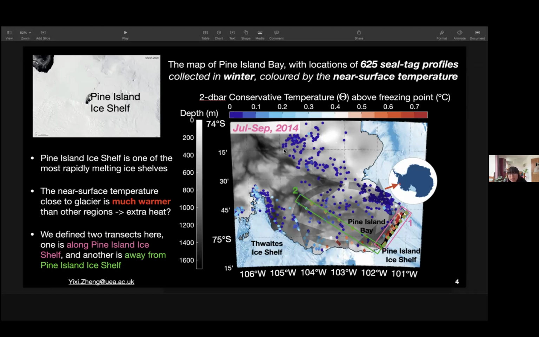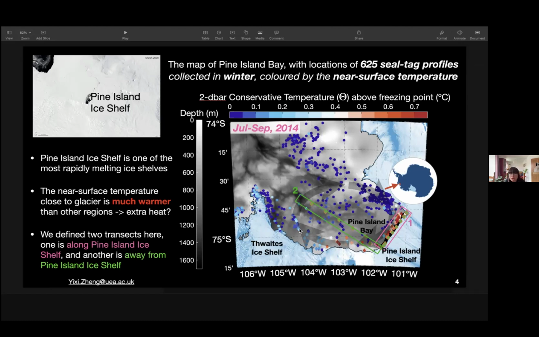And for those dots, I colored them by the near surface temperature above freezing. So the blue part means that it is very close to the freezing point, and the red part means that it is warmer. Those dark blue dots mean those areas have near surface temperature close to the freezing point. And that is something that we are expecting because it is wintertime Antarctica.